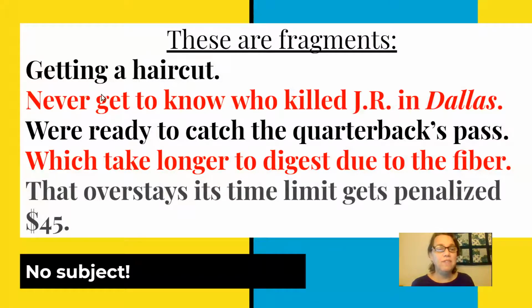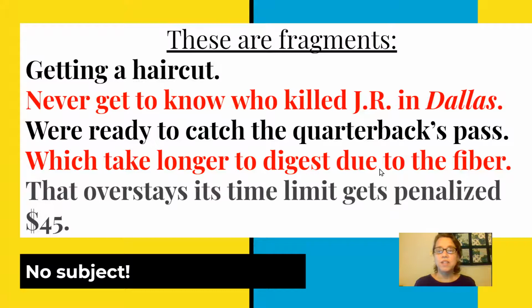Here we have a verb. Never get to know who killed JR in Dallas, right? Here we have a verb. This is a TV show, Dallas. And JR is someone's name. This is were, past of are. We are ready. Yesterday we were ready to catch the quarterback's pass. Is this American football or soccer quarterbacks? American football. So there's no subject.